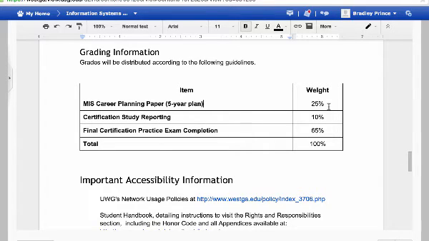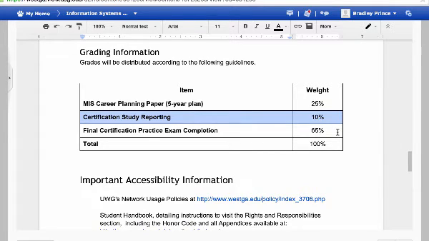Okay, so you've got to get on that. You've got to start thinking. You've got to start looking at some job descriptions. This is a summer class. It meets every day, so this is not one of those things where I give you a project and it's not due for the next week. This thing is due quick. In fact, I believe I've got it set up to be due on Wednesday, but I'll look at the calendar in a moment. Certification study reporting is 10% of your grade.